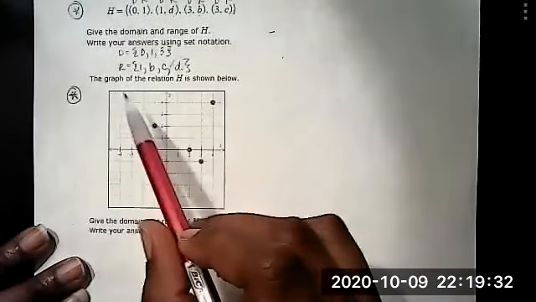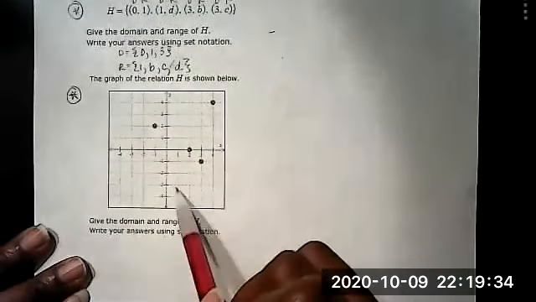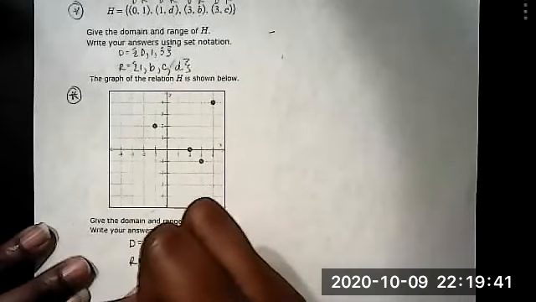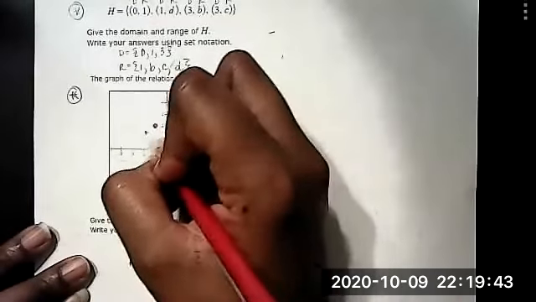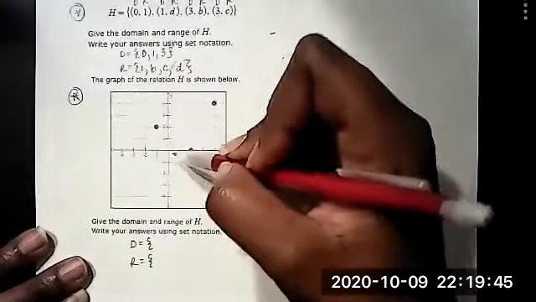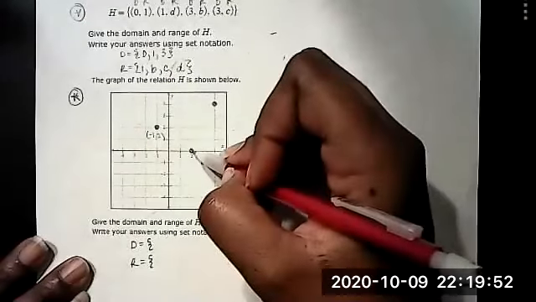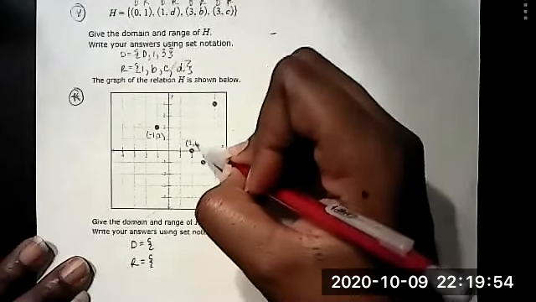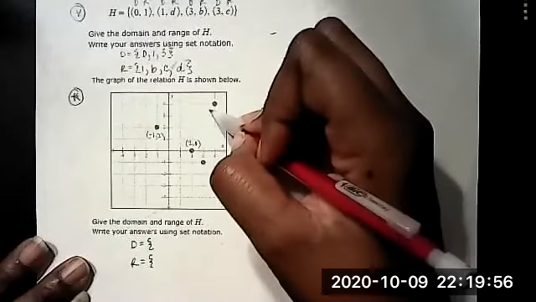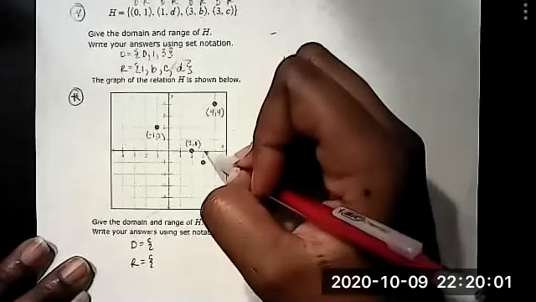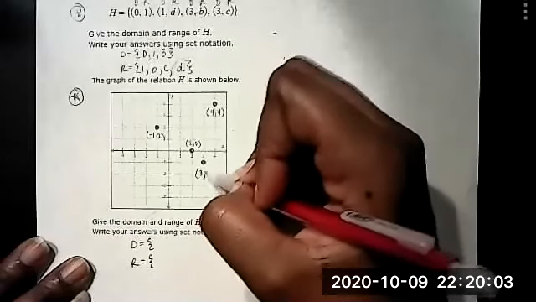All right. So the graph of a relation is shown. Give the domain and range. Write your answer in set notation. Same thing. Even if it's a point, I'd write out the point. This point right here is -1, +2. This point here looks like 2, 0. This point is 4, 4. This point is +3, -1.